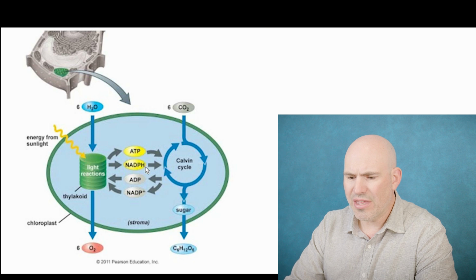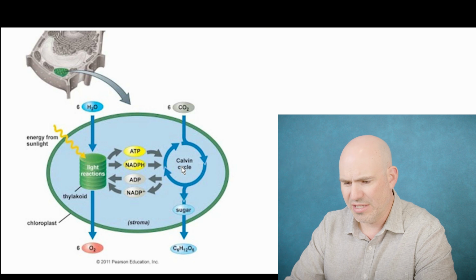NADPH will now carry that hydrogen to the Calvin cycle, dropping it off to be used in order to make sugar. So NADPH will come over, drop off the hydrogen in the Calvin cycle, and then it will return as NADP+. The NADP+ will go back and get another hydrogen as NADPH carried over to the Calvin cycle, and this cycle continues where NADP+ is picking up hydrogens and taking them to the Calvin cycle.